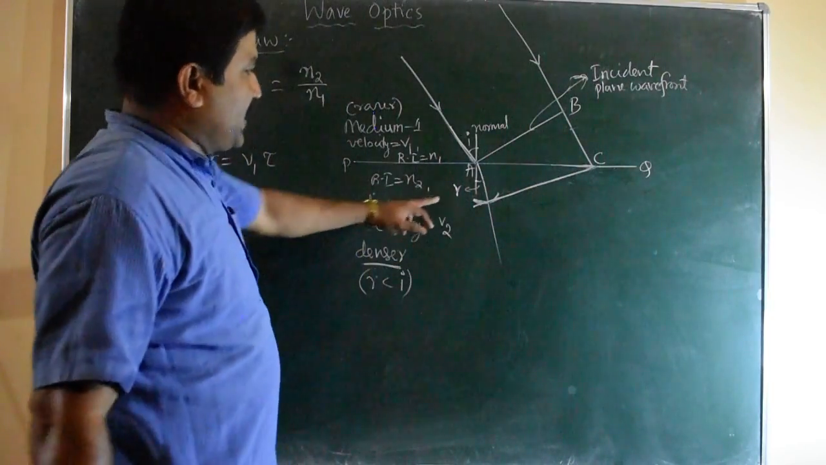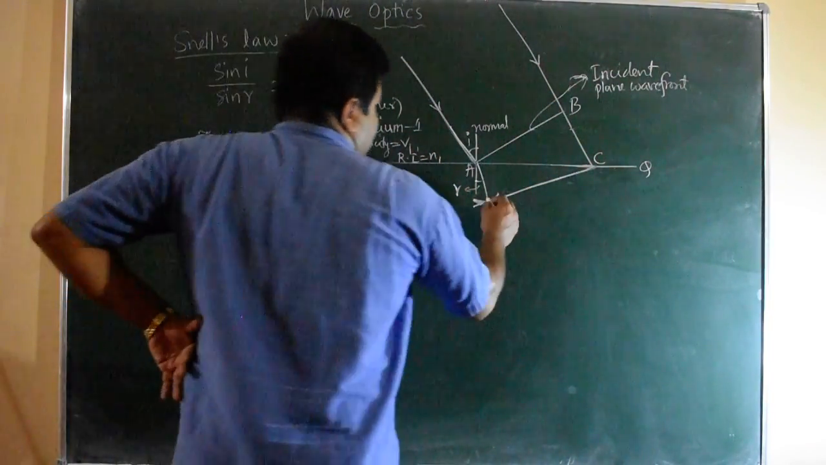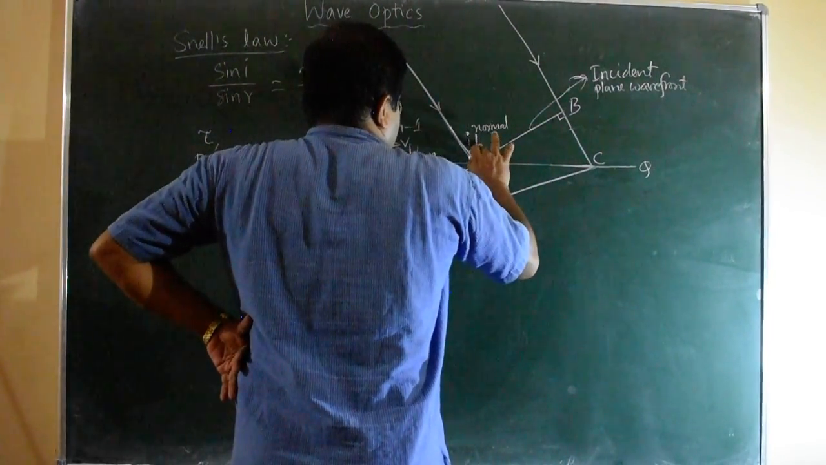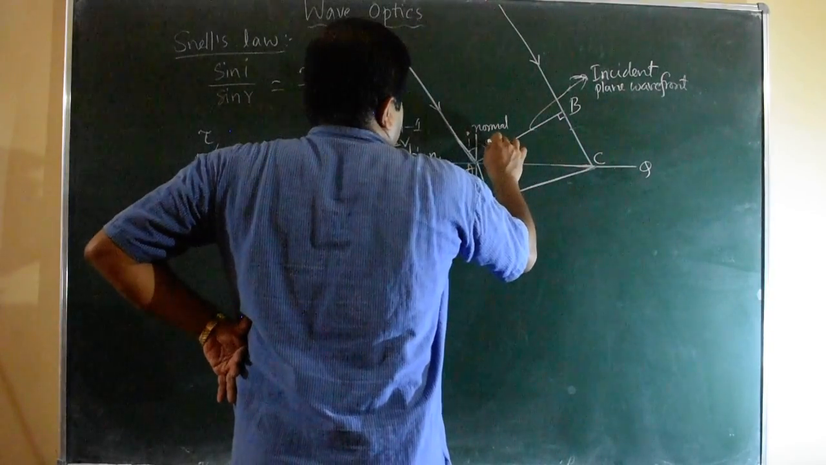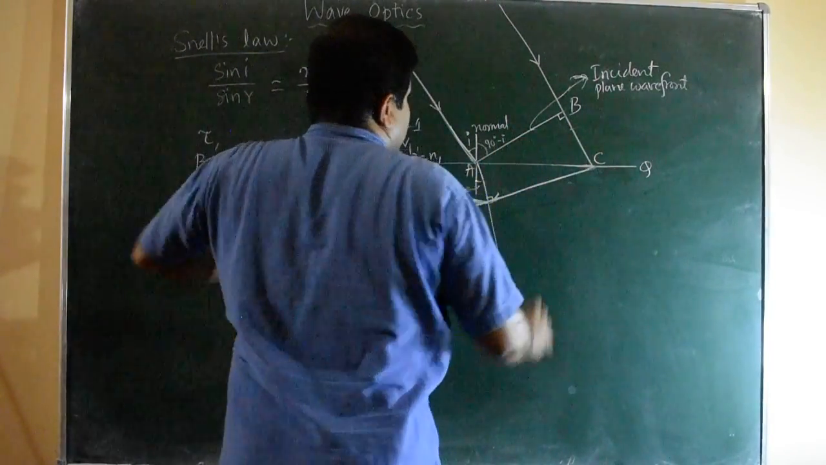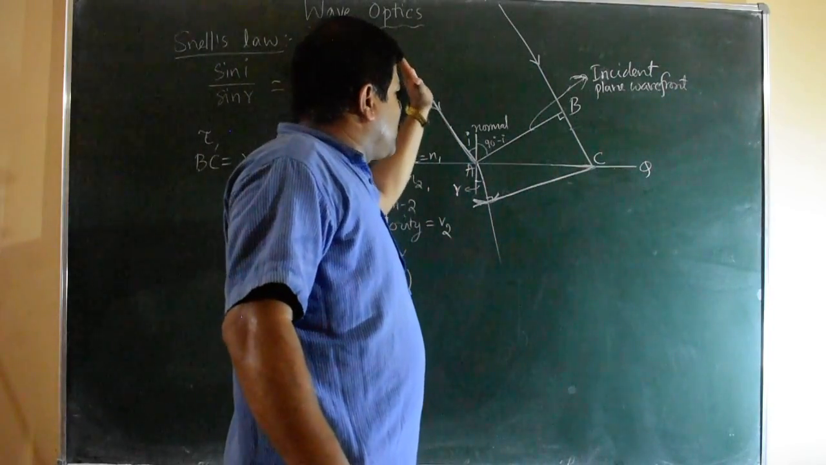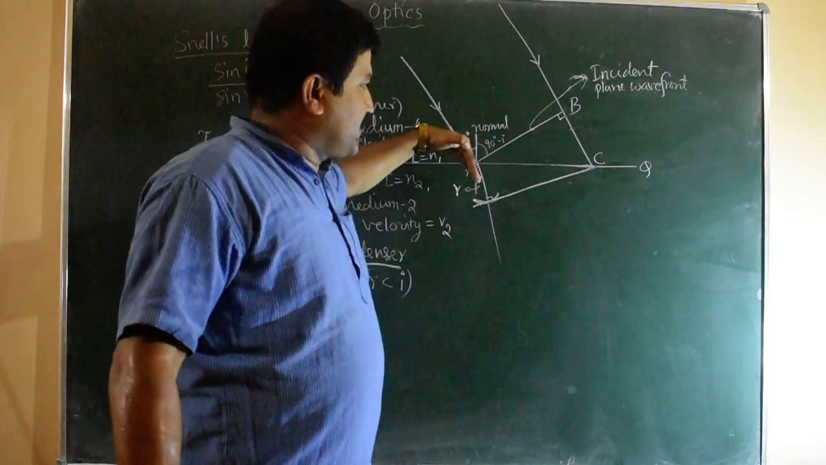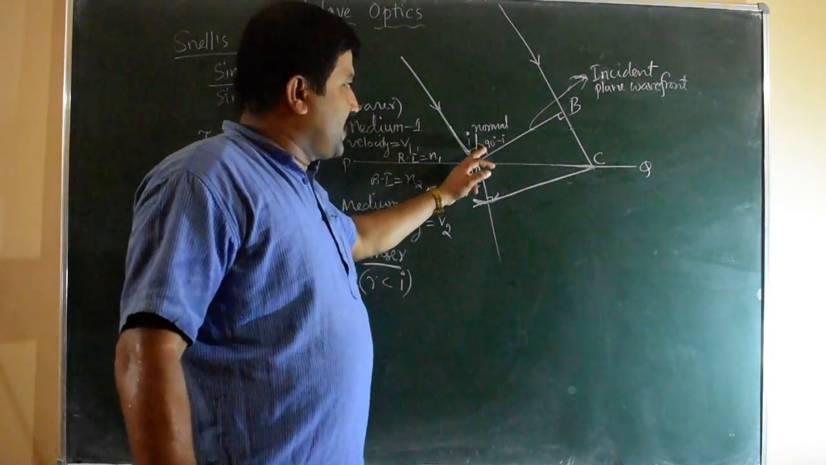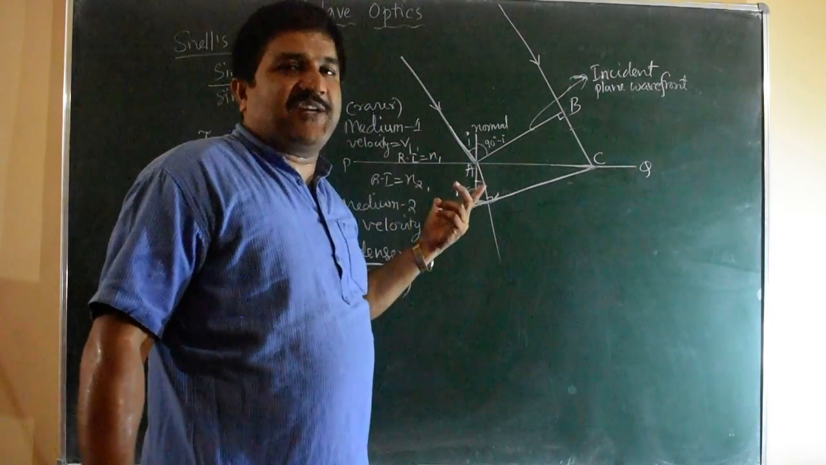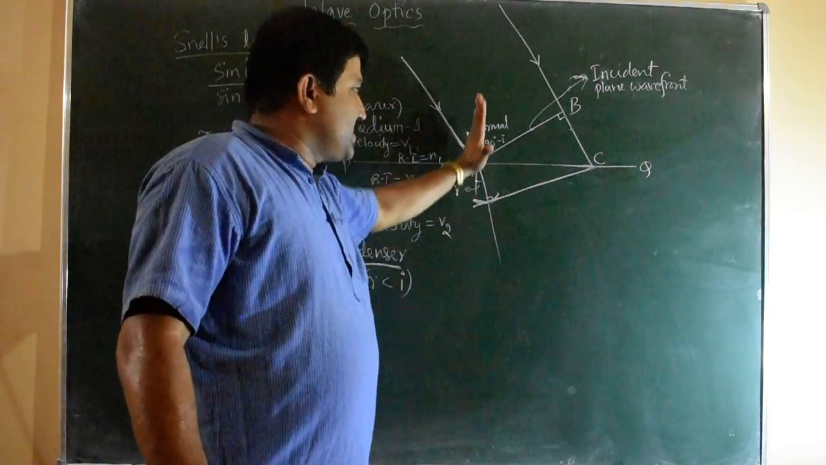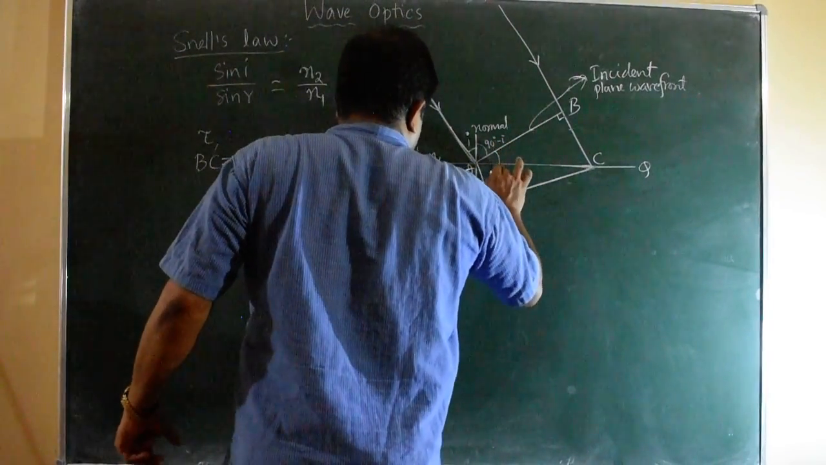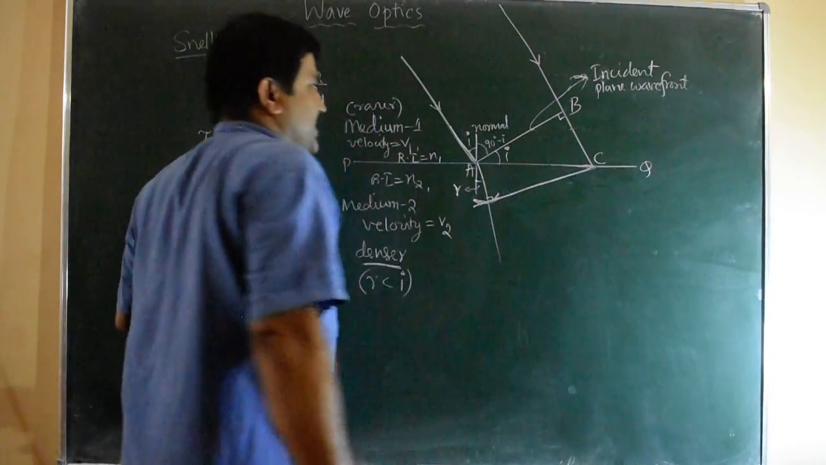Now you see the angle of refraction is R, and this is 90 degrees. If this is I, just observe this is 90 minus I, because the wavefront AB is perpendicular to the incident ray. So this angle is I, the remaining angle must be 90 minus I, total angle should be 90 degrees. And again this line is the normal. So if this is 90 minus I, then this angle is equal to I.